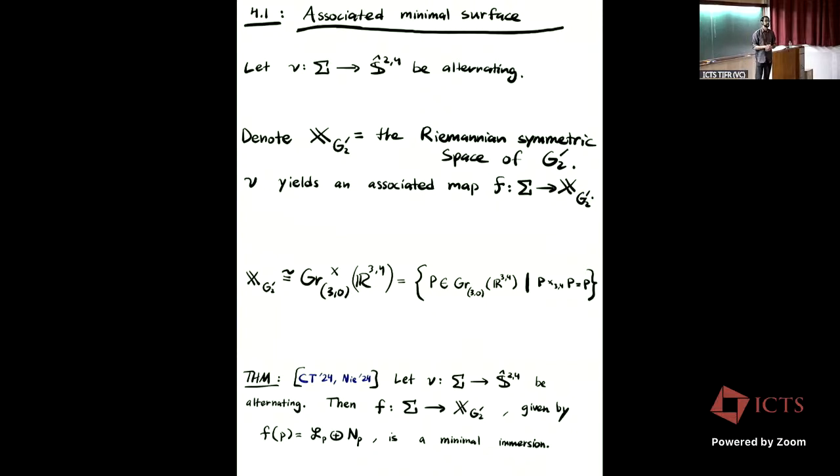All right, so now we have an extra object to play with from the pseudoholomorphic curve. We also have this minimal immersion in the symmetric space. And now we're going to need one more object that interacts with both of these.